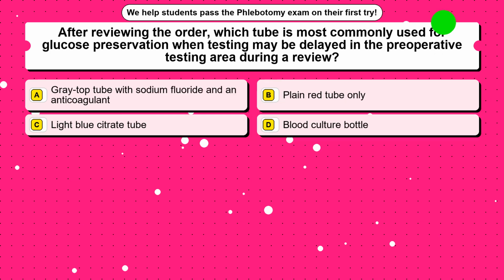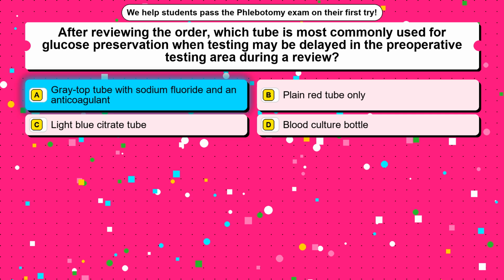Question 19. After reviewing the order, which tube is most commonly used for glucose preservation when testing may be delayed in the preoperative testing area during a review? Option A, gray top tube with sodium fluoride and an anticoagulant. Option B, plain red tube only. Option C, light blue citrate tube. Option D, blood culture bottle. The correct answer is option A.